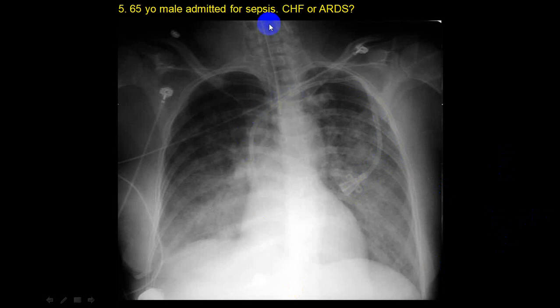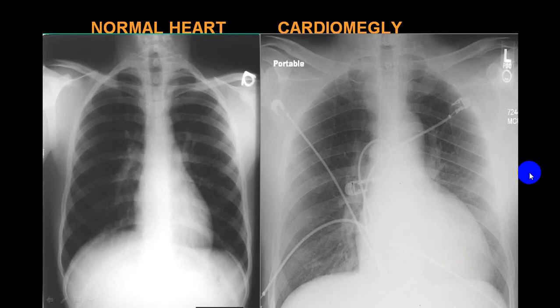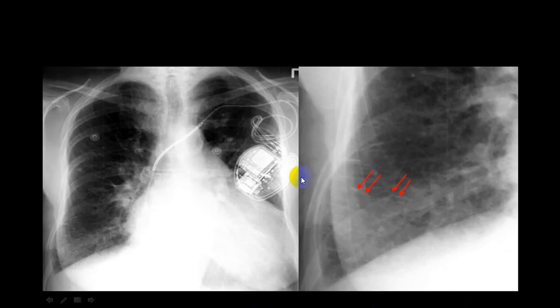Now there is a tube here, and another tube here. You should try to identify. This is an endotracheal tube and this is a feeding tube. These are portable wires, which we call monitoring wires. So whenever a portable X-ray is taken, don't comment on cardiomegaly.